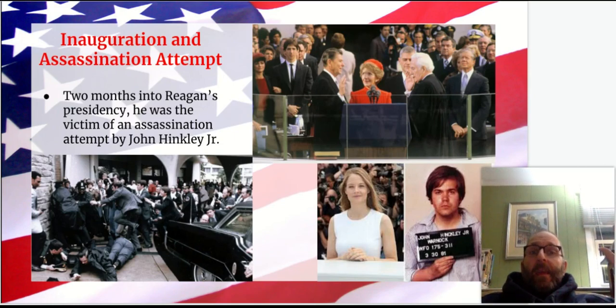So he's shot by John Hinckley Jr. He, as well as his Secret Service agent James Brady. Here's John Hinckley down here. He said he did it because he was in love with this actress Jodie Foster. He was stalking her on the campus of Yale. But obviously Reagan lived. James Brady was paralyzed from the waist down.